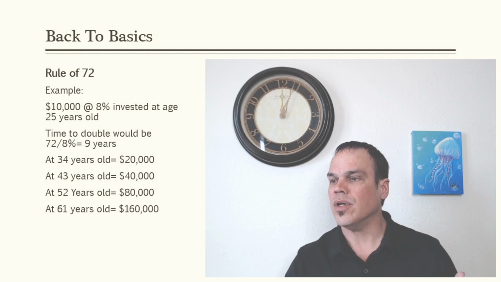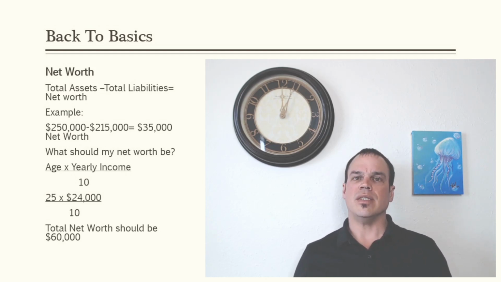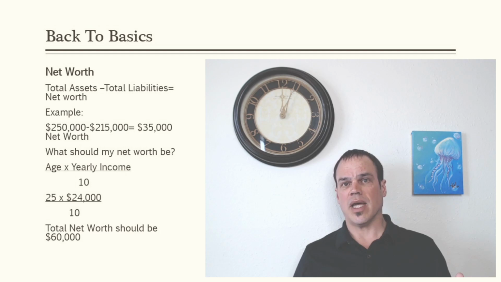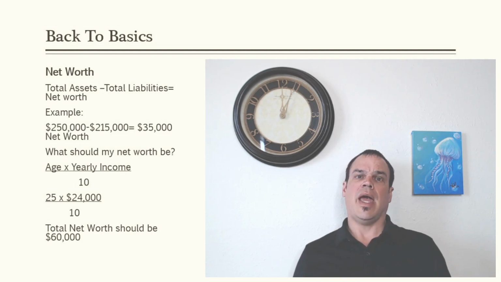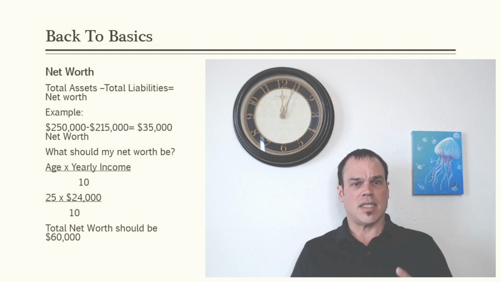Now, net worth, that's the next thing I'd like to talk about. A lot of people are a little confused over what net worth is, and net worth is actually pretty simple. Net worth is your total assets minus your total liabilities. So if you have a $250,000 house and you owe $215,000 on it, your net worth is going to be $35,000. Now that's just a simple calculation.